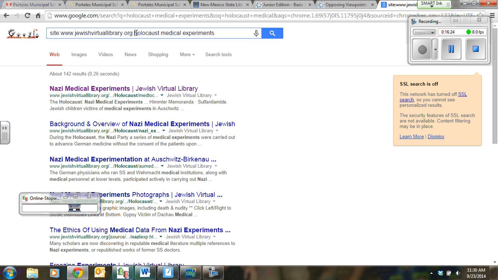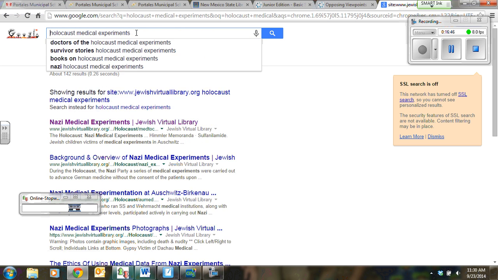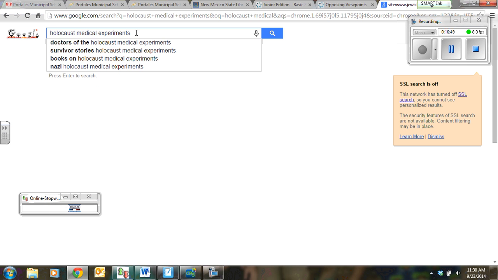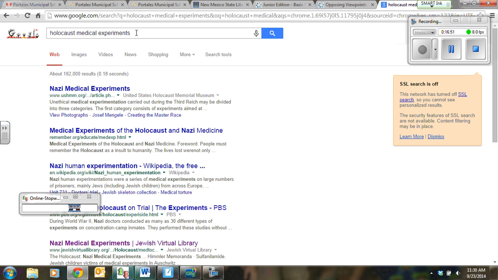Or when we were looking at Utopia, it kept bringing up the TV show Utopia. You could do minus TV show or minus television. Does that make sense? So it's not just particular sites. You can also limit certain kinds of things that you don't want when you've got something that has a double meaning. Okay. Let's take that off. Let's go back to just our general site. Okay, so let's look at this one.